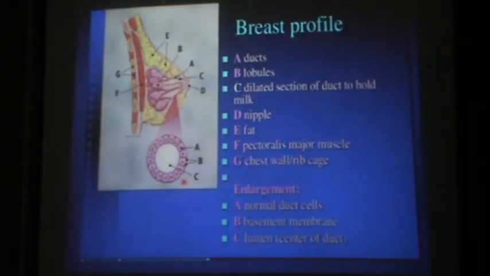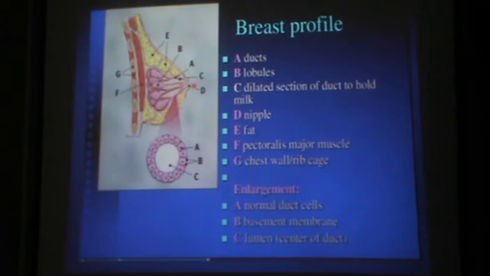This is a lateral view of the breast profile. It shows the ducts, lobules, and the nipple, and the pectoralis major muscle, and the chest wall and rib cage. This is the chest wall, and this is the pectoralis major muscle. These are the fat, breast fat, and this is the lobules of the breast, and this is the nipple.